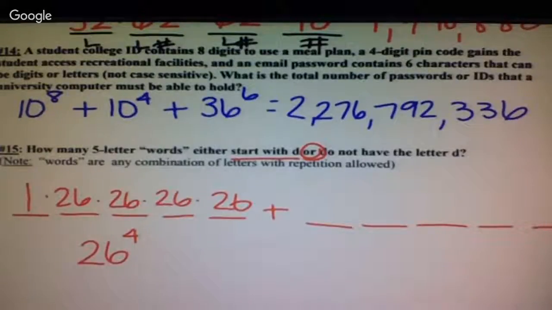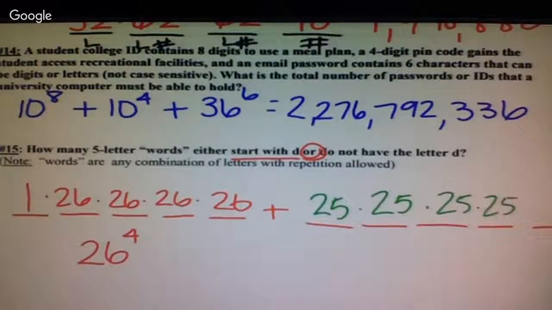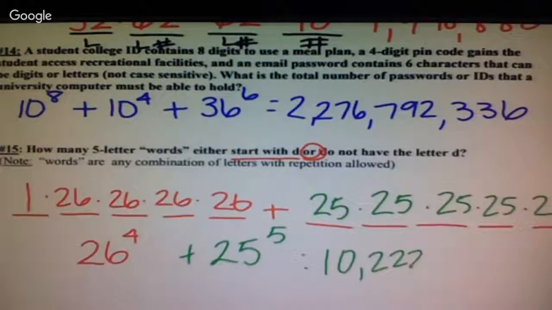Now I have another 5-character word. This time I don't want a D in it at all. So I've got 25 options. I just did it backwards. So that can also be written as 25 to the 5th power. And your final answer here is 10,222,601.